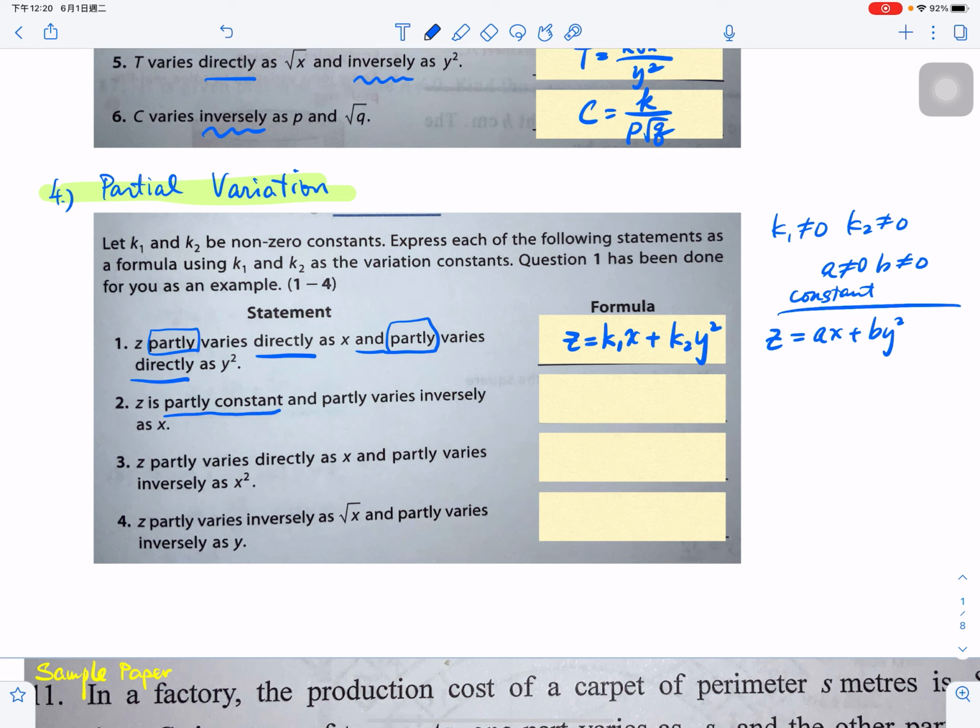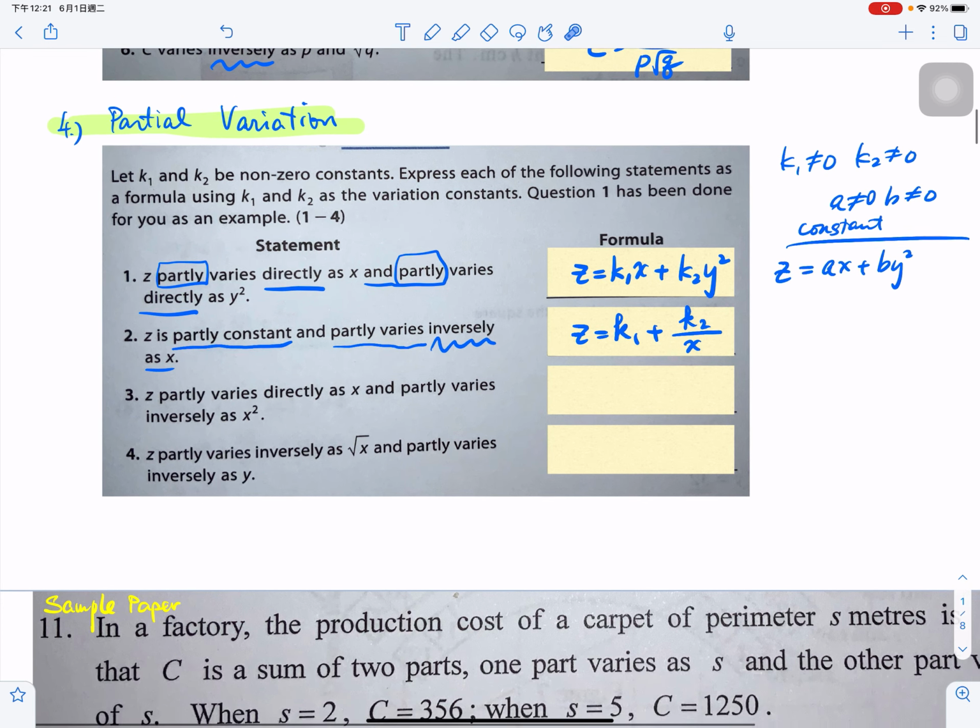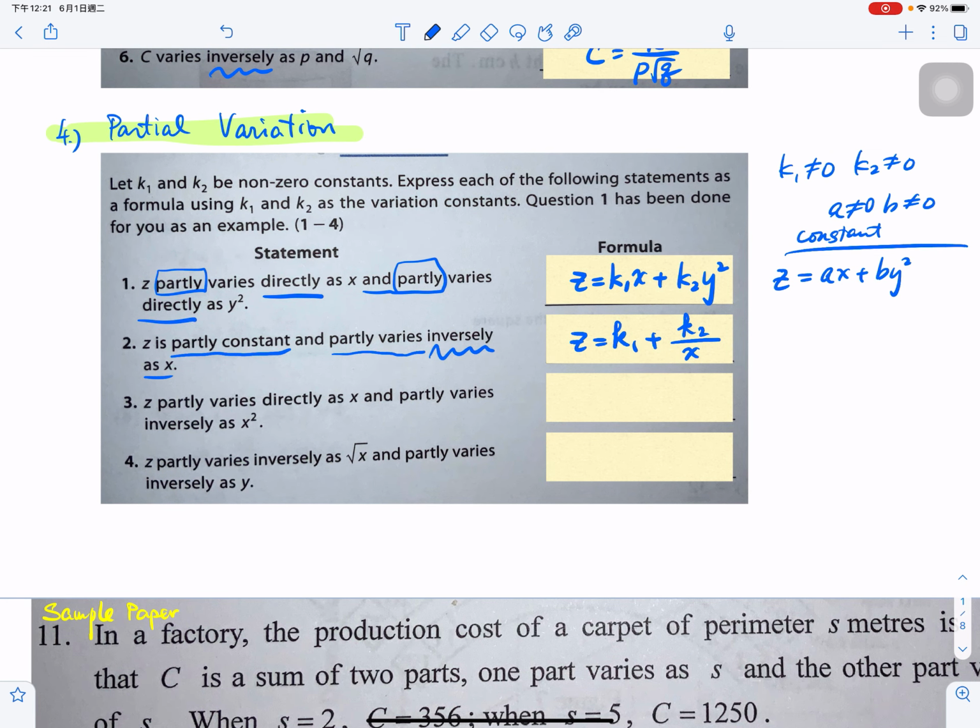Number 2, z is partially constant. Okay, partially constant and partially inversely as x. So 其中一個係 k1，另外就係 partially inversely as x，所以就 k2 over x 啦。因為 inversely 即係話喺分母嘅，呢個係反變 inversely. Number 3, partially varies directly as x and partially varies inversely as x squared.